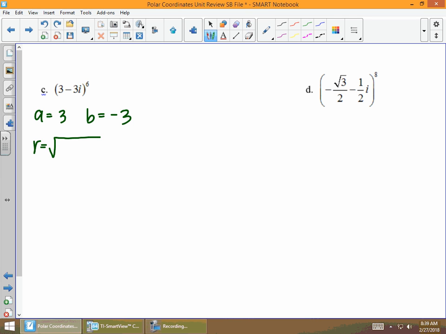It's x squared plus y squared, but you can call those x and y, you can call them A and B, whatever works for you. So 3 squared plus 3 squared is square root of 18, 9 plus 9. Square root of 18 we can break down to 9 and 2. So square root of 9 is 3. Radical 2 doesn't have a pair. There's our R.